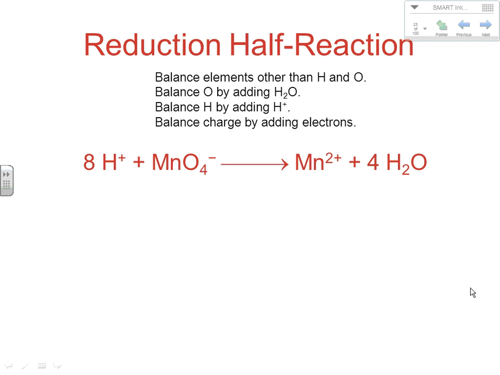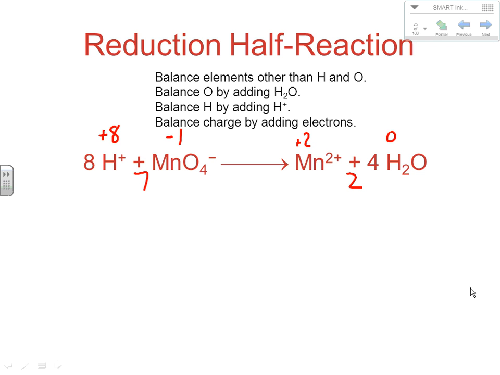Now, remember, hydrogen is a +1, and there's 8 of them. That gives us a +8 for all of our hydrogens. We have 1 MnO4, and it's a charge of -1. So our grand total here is +7. Over on the product side, that's a +2 because we've got one Mn2+. And waters are 0. We've got 4 of them, and 4 zeros is still 0. So this side is a +2.